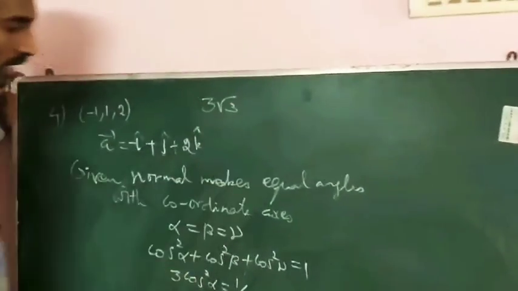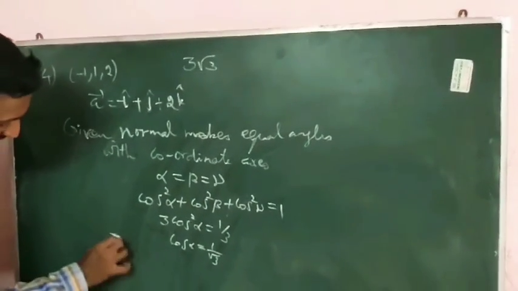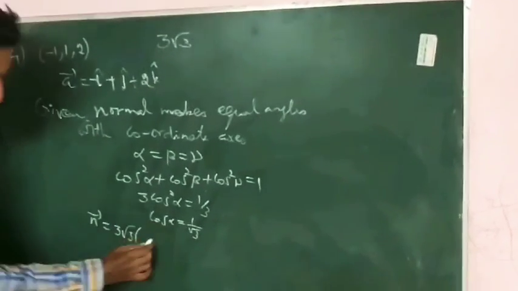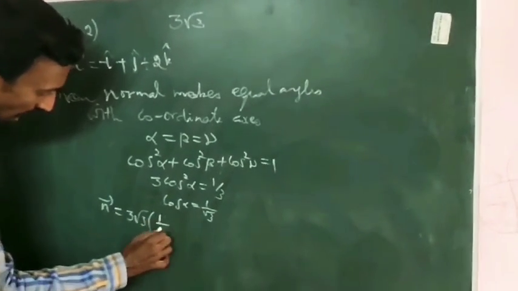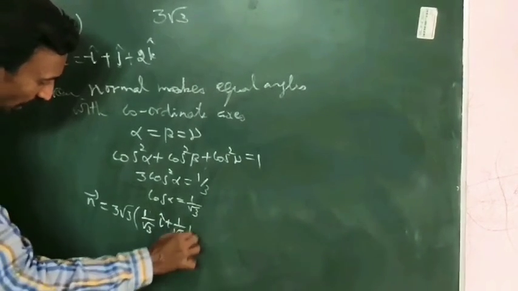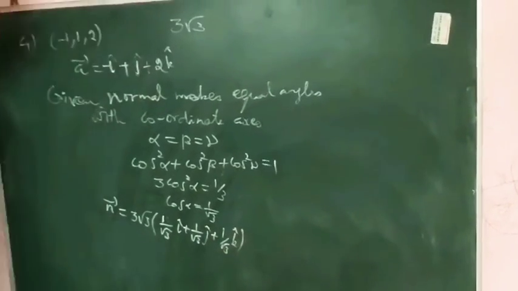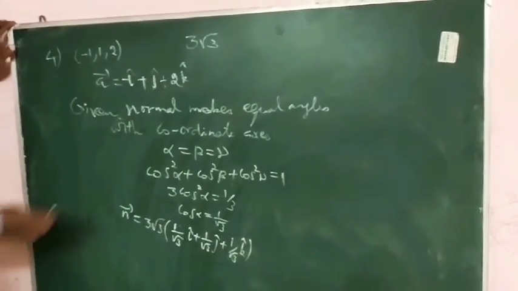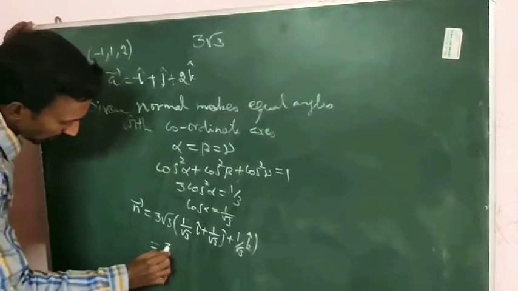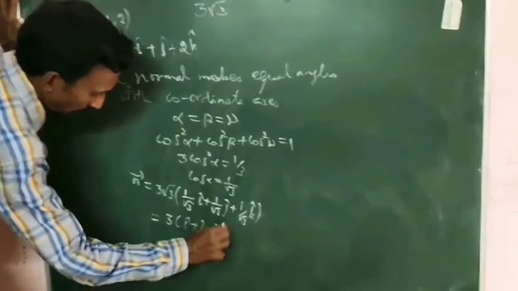And n vector having magnitude 3 root 3 and these DCs. It is given in the question. So n vector can be written as 3 root 3 into 1 by root 3 i plus 1 by root 3 j plus 1 by root 3 k. Cos alpha, cos beta, cos gamma all are equal. So cancel this root 3, we are getting 3 into (i plus j plus k).